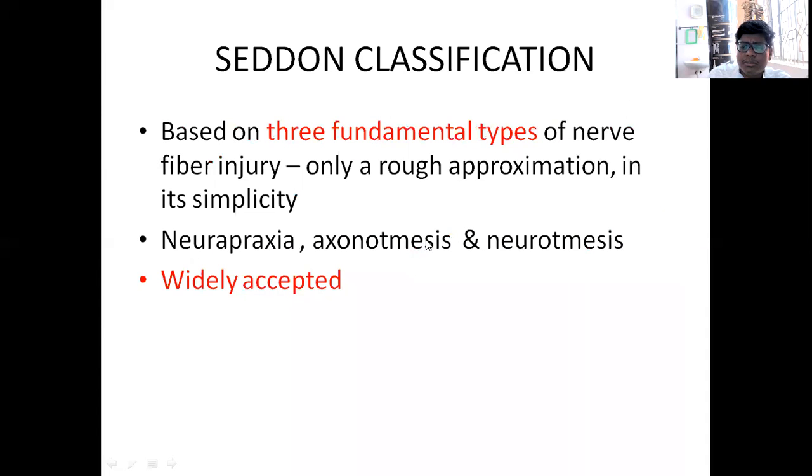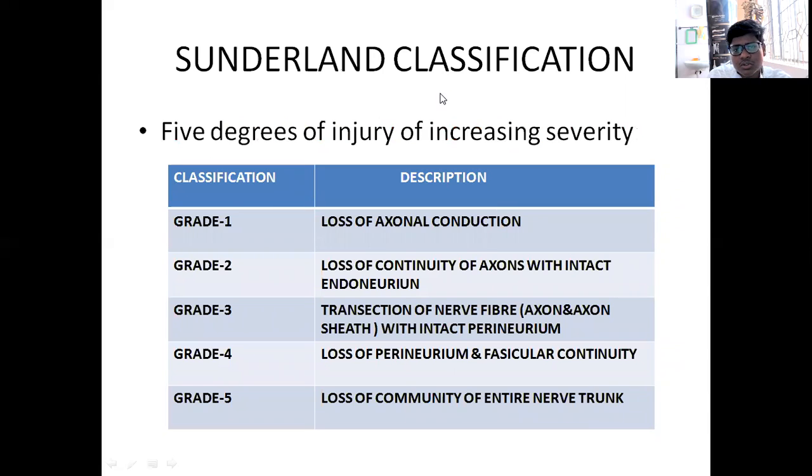They are neuropraxia, axonotmesis, and neurotmesis. This is a widely accepted classification in peripheral nerve injuries. This is the Sunderland classification, with 5 degrees of injury. This is another important classification apart from Seddon's classification. Grade 1 is loss of axonal conduction, that is, physiological disruption of the nerve supply. Then grade 2 is loss of continuity of the axons with intact endoneurium. Grade 3 is transection of the nerve fibers with intact perineurium. Then in grade 4, the perineurium will also be lost and fascicular continuity will be lost. Grade 5 is loss of continuity of the entire nerve trunk, that is, the entire nerve is separated.